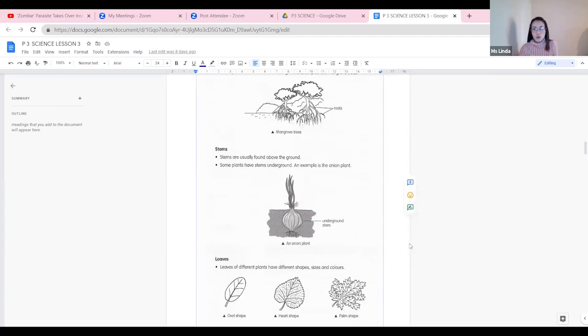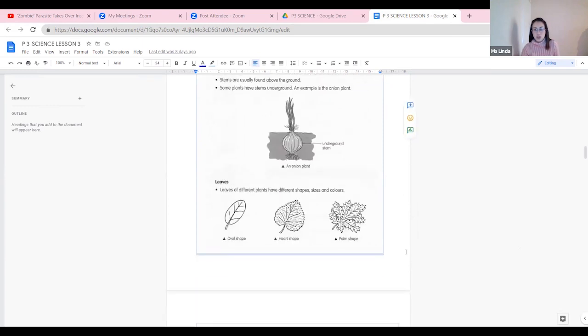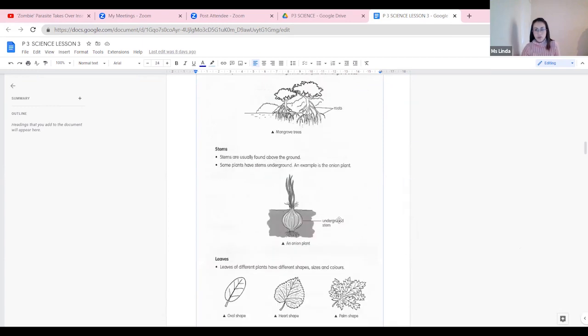Okay, now we will go through the process, so don't worry about it. I'm just mentioning it so you can have a rough idea. Now, an example of a stem part is an onion plant. In case you don't know, whenever we eat onion, it's actually part of the stem, and it is an underground stem. So one example is an onion plant.